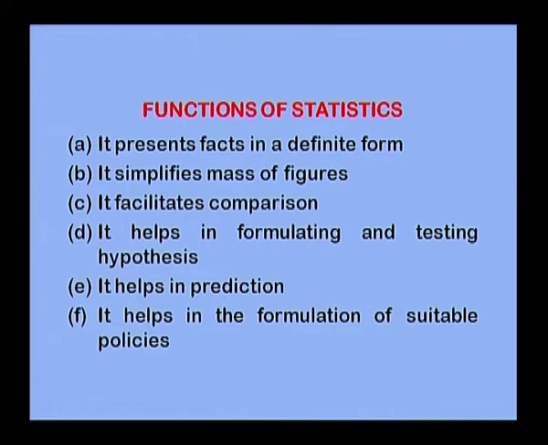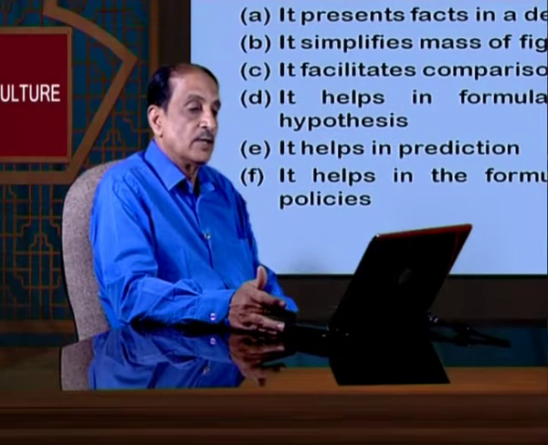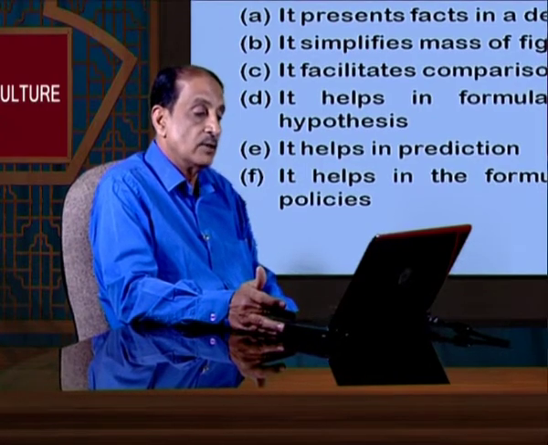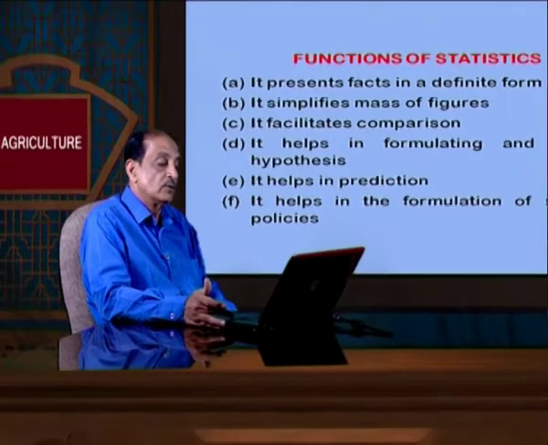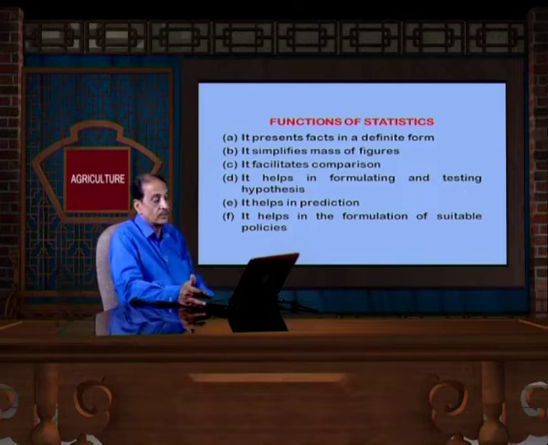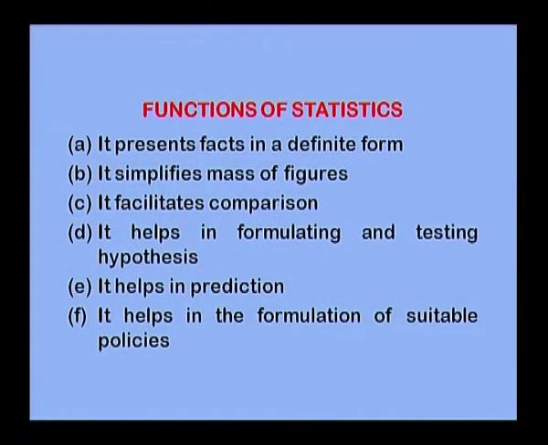Next, it helps in predictions. Now the information so collected is used in statistics for predictions, or we can say predictions can take place on the basis of information related to the past, which is analyzed in such a manner that a person is in a position to make predictions. For example, if we are collecting information in respect of sales and production of a particular product, then a person will be in a position to make predictions for the future. And next, it helps in the formulation of suitable policies.